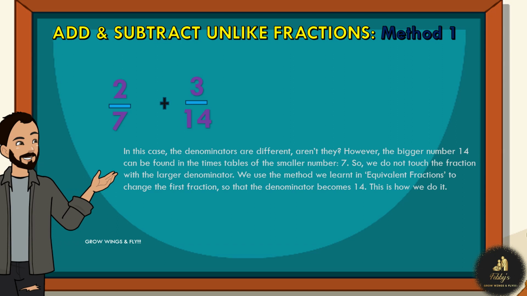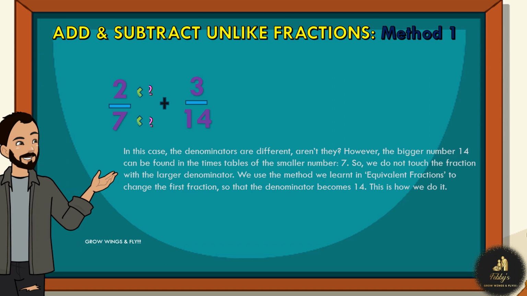So we do not touch the fraction with the larger denominator. Let me repeat that. We do not touch the fraction with the larger denominator. Now, this is applicable only if one of the denominators goes in the other's times table. So in this case, 7 goes 2 times in 14. So we use the method we learnt in equivalent fractions to change the first fraction. We will leave a link in the description below for you to follow how equivalent fractions are done.